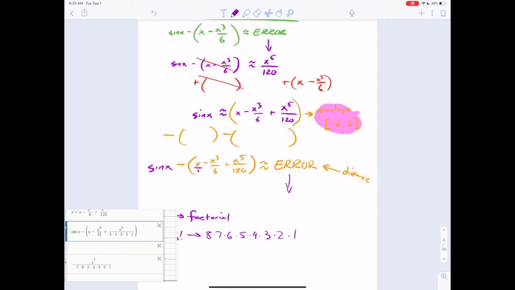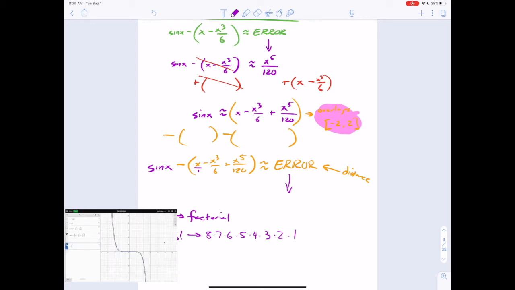Okay, so 5 times 4 times 3 times 2 times 1, remember originally was 120. We could just write that as 5 factorial. So this right here is really just 7 factorial. That's way faster than writing it all out, right? Okay, so let me clean this up a little bit for you guys.